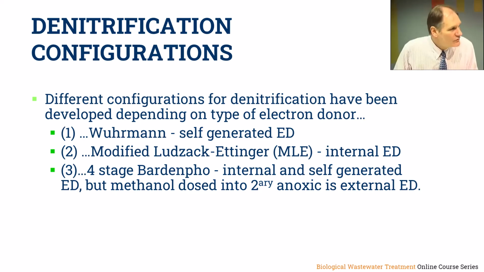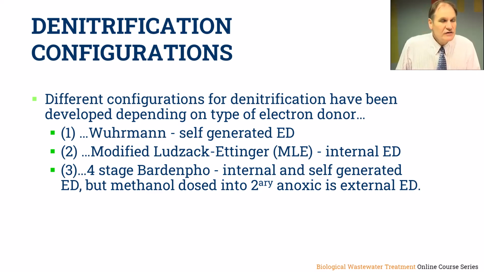Different wastewater or activated sludge configurations have been developed, and these have been categorized and named depending on the type of electron donor that is utilized in that kind of denitrifying environment. And the first one is a system which has been named after Wuhrmann, who was at the Swiss Federal Institute of Technology in the early 60s, and this system is called the Wuhrmann system, as it essentially uses the self-generated electron donor. Then there is the modified Ludzack-Ettinger system, or abbreviated MLE.